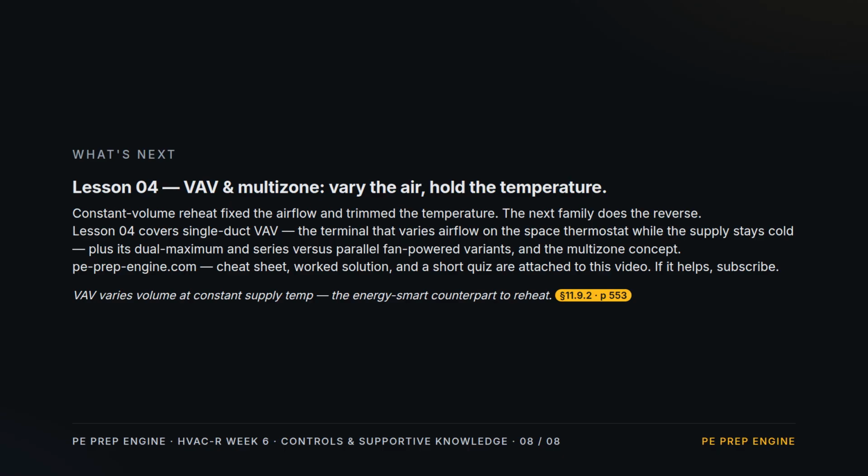Constant volume reheat, fix the airflow and trim the temperature. The VAV family does the reverse. We'll cover single duct VAV, the terminal that varies airflow on the space thermostat, while the supply stays cold. Plus its dual maximum and series versus parallel fan-powered variants, and the multi-zone concept.